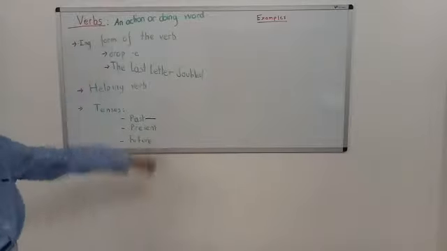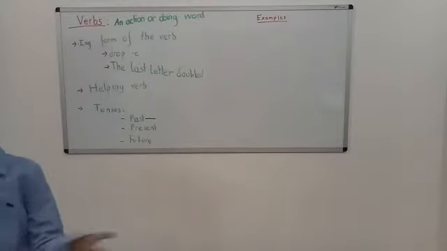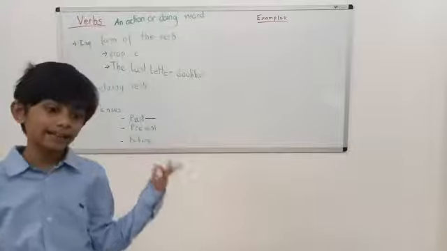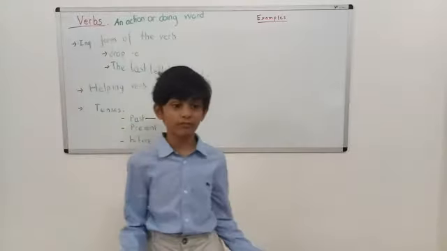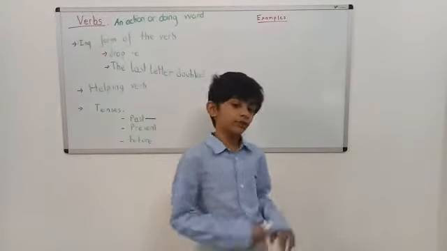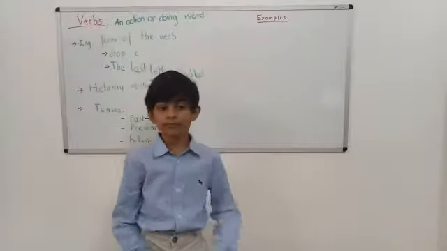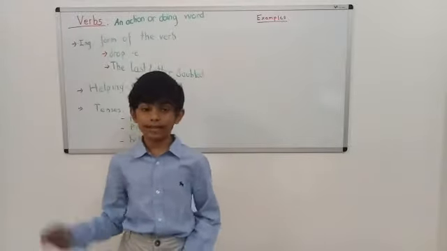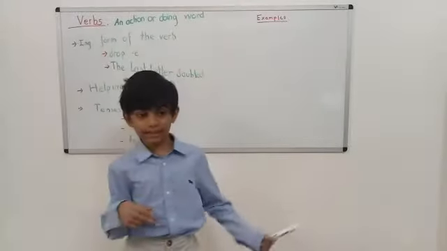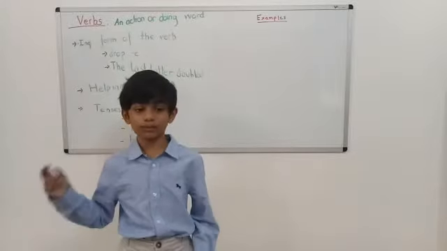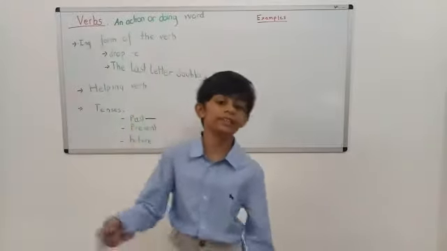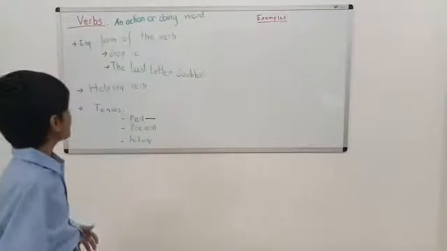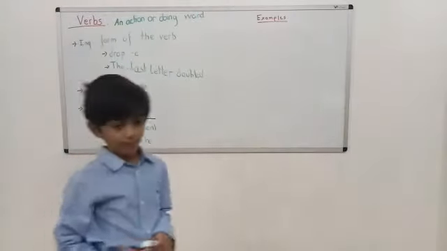The -ing form of a verb. There are various ways of finding the -ing form of a verb. One is to just add -ing. Add plus -ing is adding. Eat plus -ing, eating. Help plus -ing, helping. Dream plus -ing, dreaming.